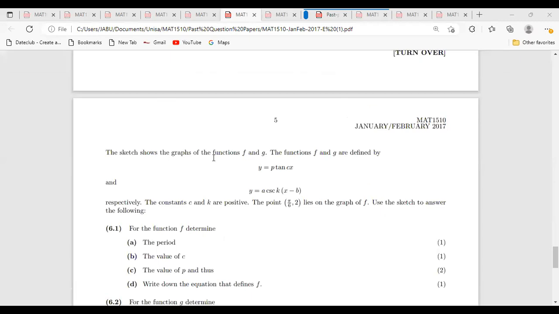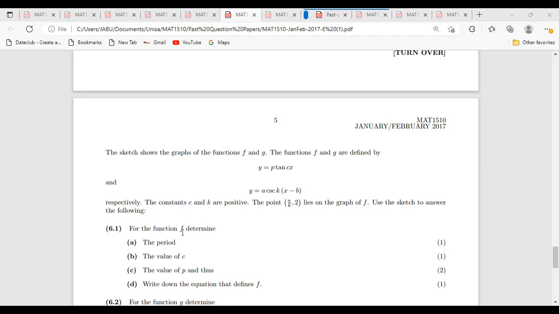The sketch shows the graphs of functions f and g. The functions f and g are defined by the following equations, respectively. The constants c and k are positive. The point pi over 6, 2 lies on the graph of f. Okay, that is going to be important, I think. Use the sketch to answer the following.